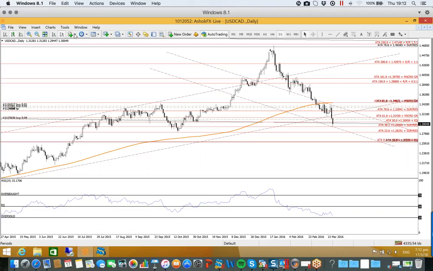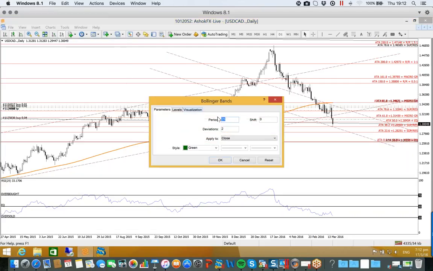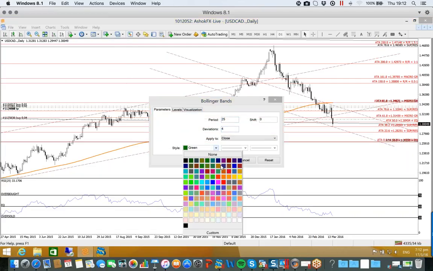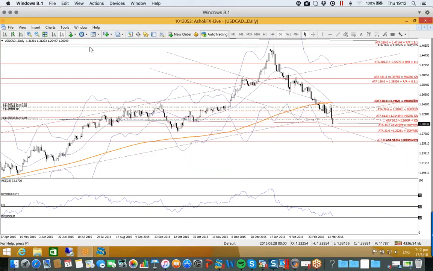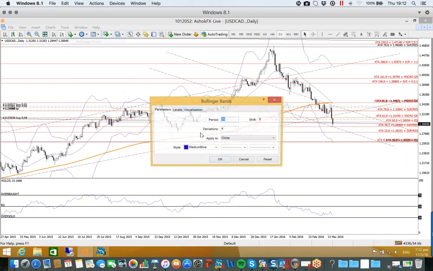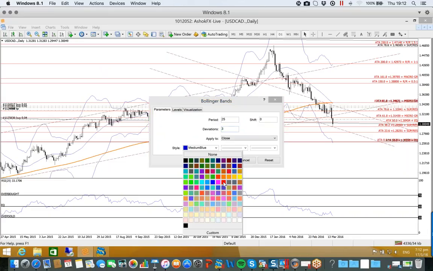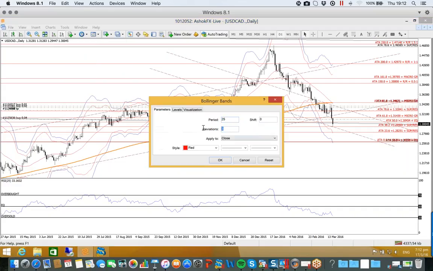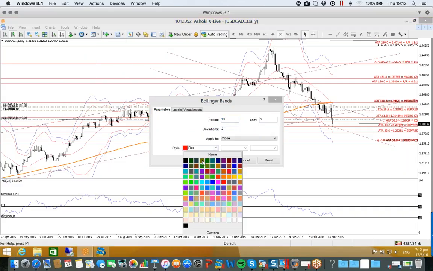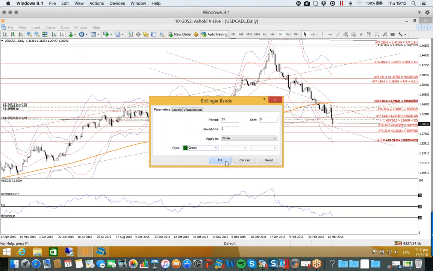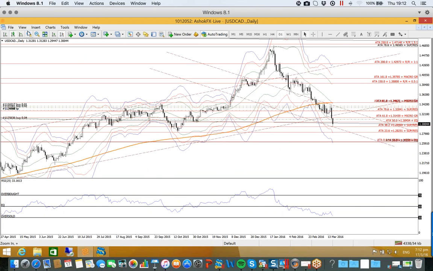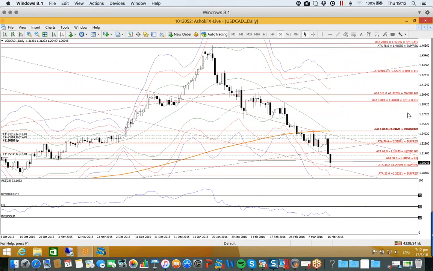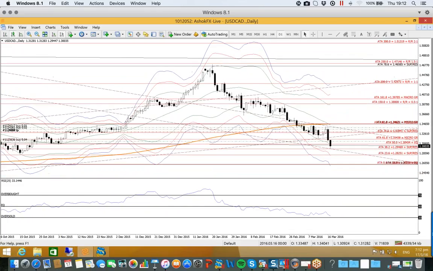So let's now put in the Bollinger Bands. I'm going to put Bollinger Band 3, and I'm going to put Bollinger Band 2. Tonight I'm going to do some live trades, okay? So this is how it looks. Let me make it a little bit bigger so you can see better. This is how it looks. So at the moment, it's taking a deviation to oversold.